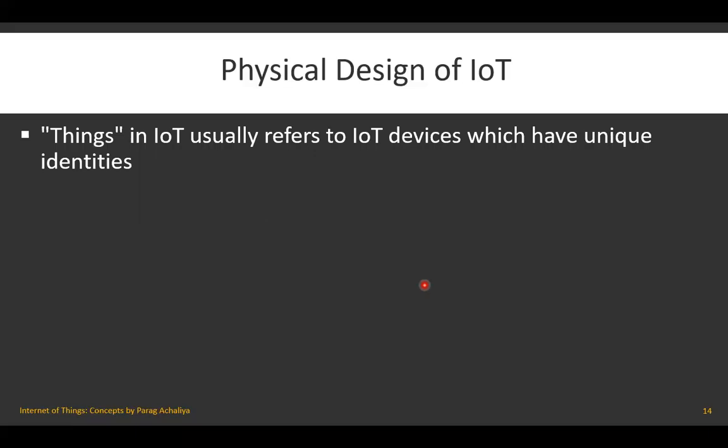Things in IoT usually refers to IoT devices which have unique identities. In one of the sessions we have gone through how the unique identity is given to everything in your IoT. This unique identity will be given with the help of various IP addresses. So IP address will be responsible for assigning unique identity to each and every thing in your IoT device or in your IoT application.